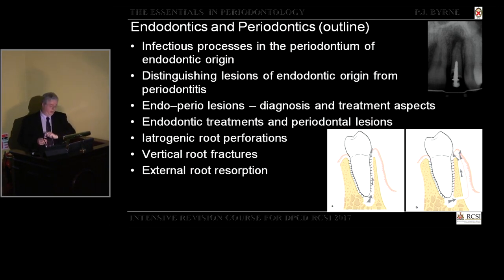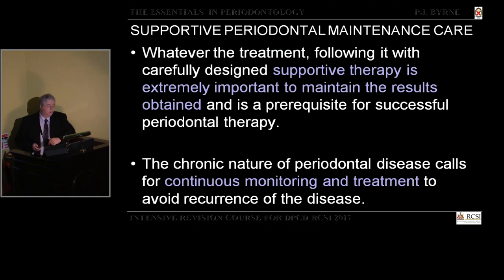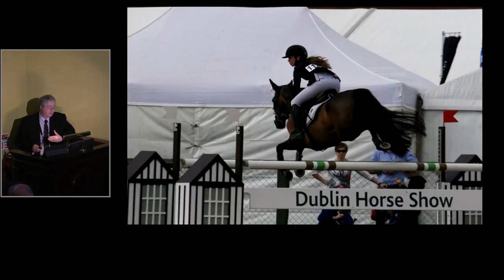I'm from Barcelona. But when we're making a periodontal diagnosis, we need to consider, is this primarily a periodontal problem, or is it possibly an endodontic problem? Is it a vertical root fracture? Is it a resorptive defect? What is it? So please bear that in mind. And supportive therapy is the key in terms of long-term success in periodontal treatment. And because of the nature of the disease, we need continuous monitoring of treatment.